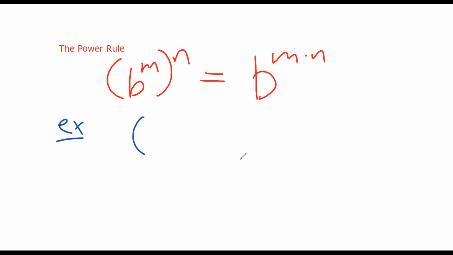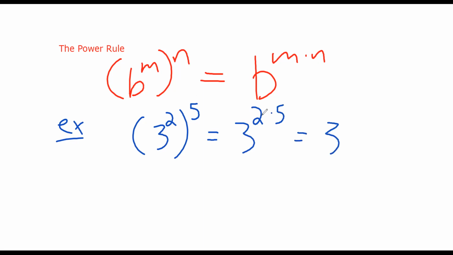So let's say you had 3 squared, and then you were going further, and you were raising that to the 5th power. So you have the number 3 squared, and then you're raising that to the 5th power. What the power rule says is we can multiply those exponents, not add them, multiply them, and you end up with 3 to the 10th power.